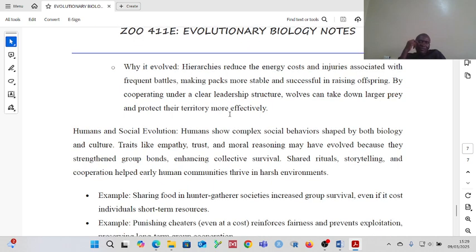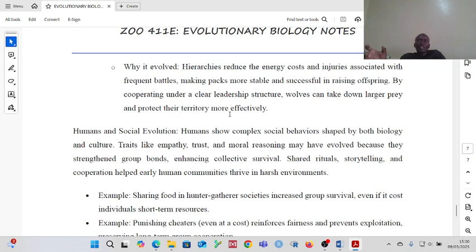So I've explained that hierarchies reduce the energy costs and injuries associated with frequent battles. So it makes the groups of wolves, which we call packs, more stable and successful in raising offsprings. Why are they more successful? Because they are not wasting energy in fighting. They are also not risking death or reduced levels of fertility or success due to high-cost injuries.